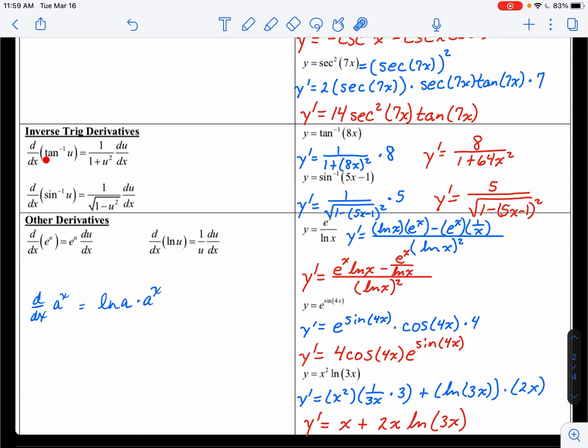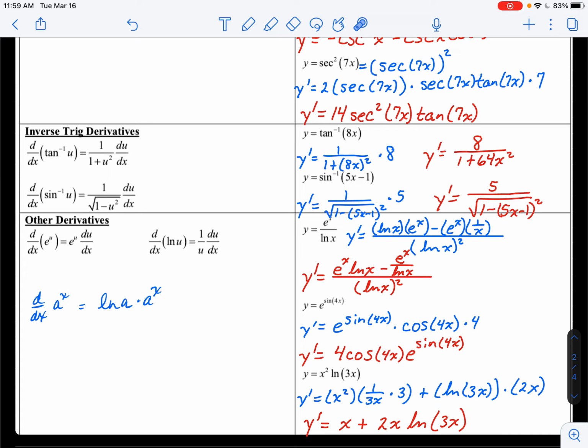For inverse trig, here's how I remember this. Tangent's a plus sign, so it's a plus u squared. Sine, subtract, so I know there's a minus sign there. And it's also s for square root, so square root and subtract.